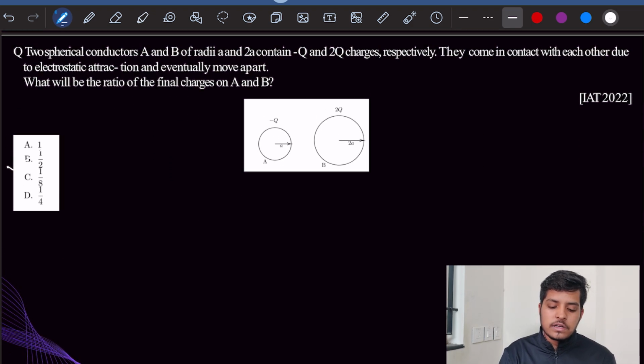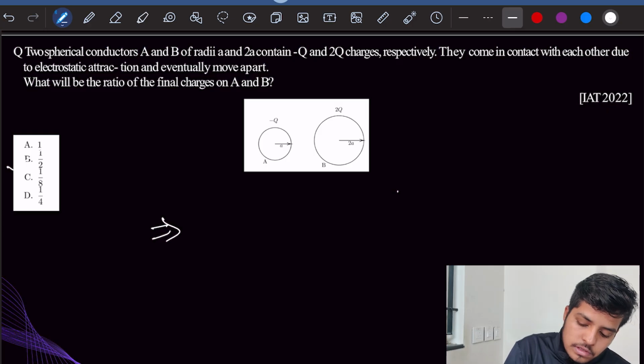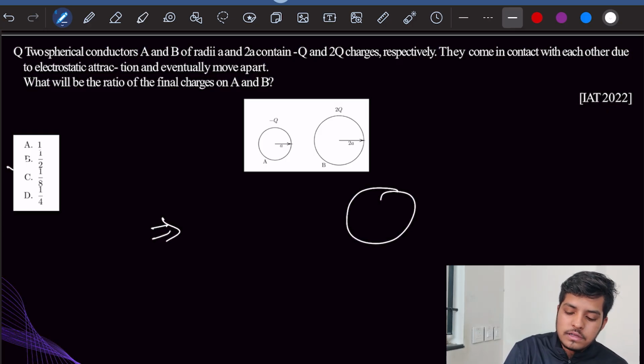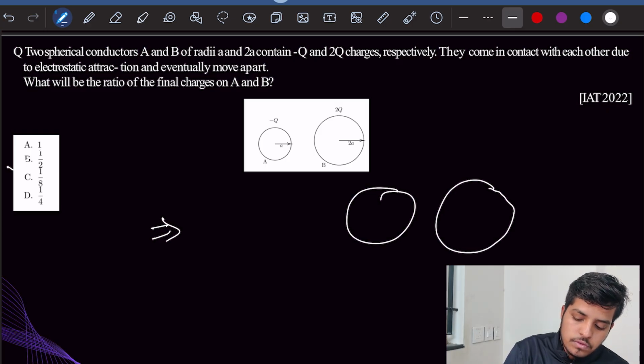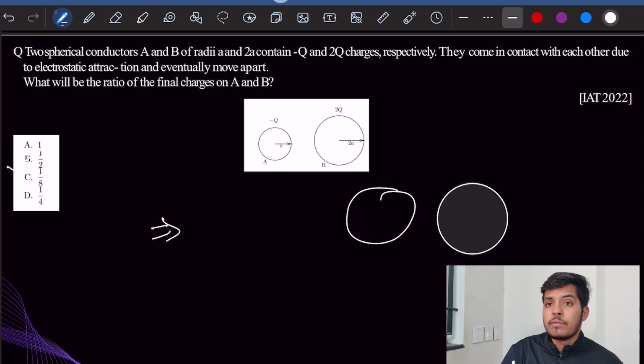Two spherical conductors A and B of radii a and 2a contain minus q and 2q charges respectively. They come in contact with each other due to electrostatic attraction and eventually move apart. What will be the ratio of final charge? Okay, this question is based on the potential of a sphere. When these two spheres come in contact, as these are conductors, their potential will be equal.